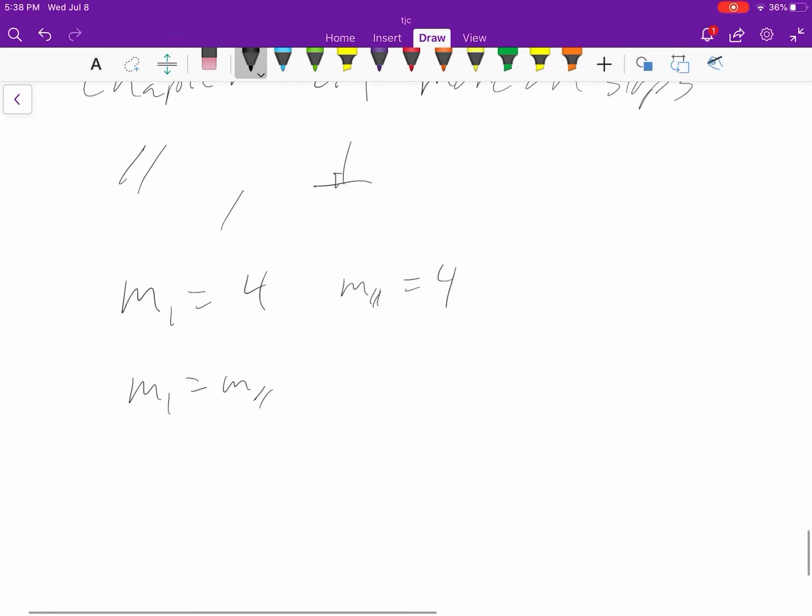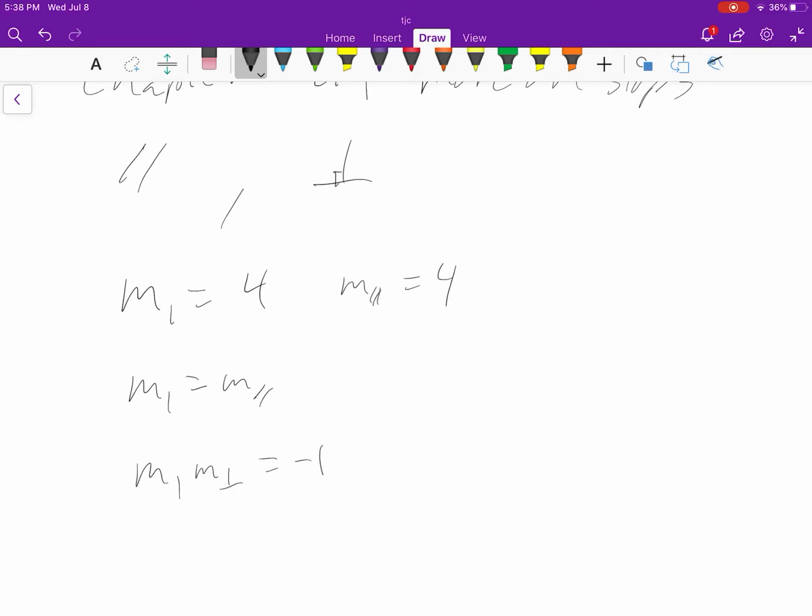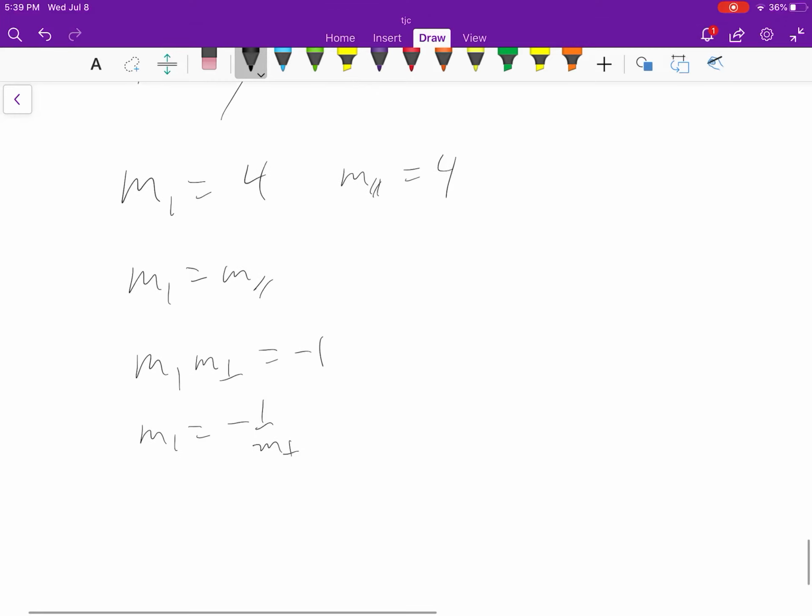Now, perpendicular slopes, the two slopes are perpendicular if when you multiply them together you get -1. So m1 times m perpendicular equals -1. That's one definition. Another one is that the two slopes are negative inverses of each other. So an example of that, again, if m1 equals 4, a perpendicular slope would be the negative inverse. It would be -1/4. So m perpendicular equals -1/4.